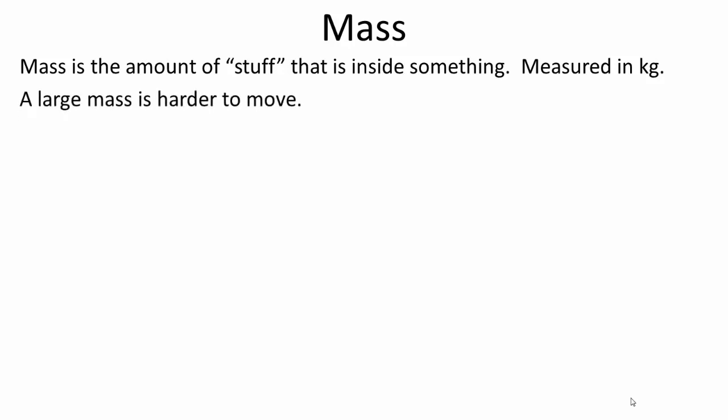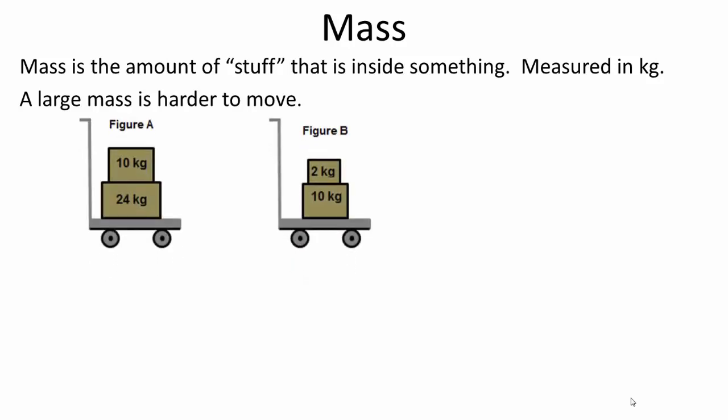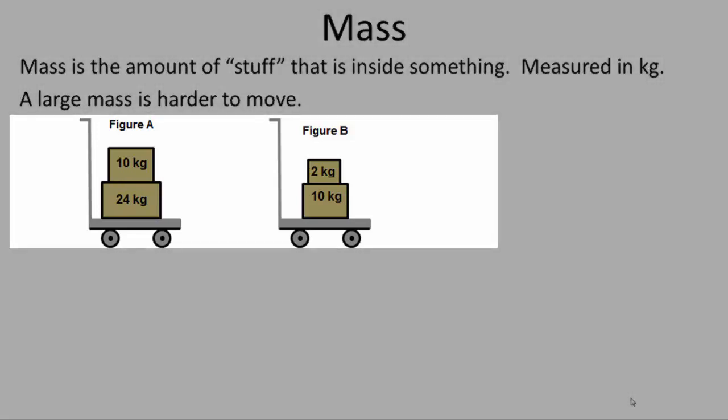Now, from a physics point of view, we look at mass as being something that makes something harder to move. To give an example, we have 2 sets of masses here. Figure A has a mass of 34 kilograms. Figure B has 12 kilograms. Now, which one is harder to move?